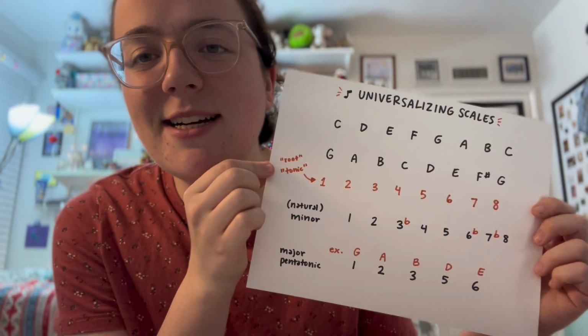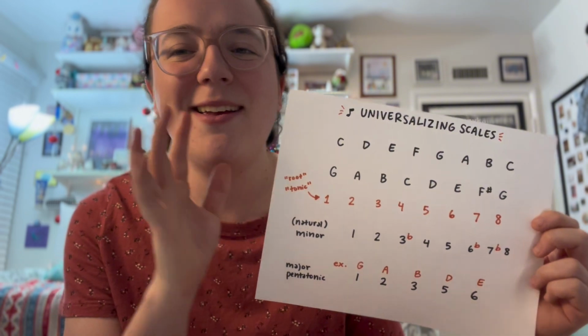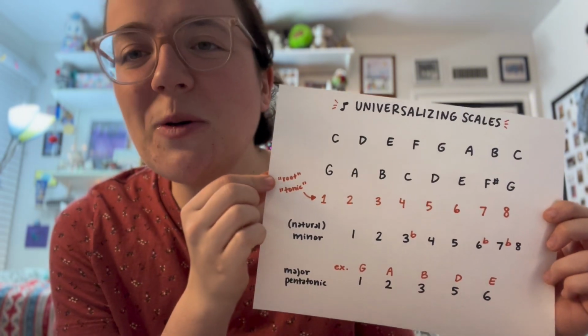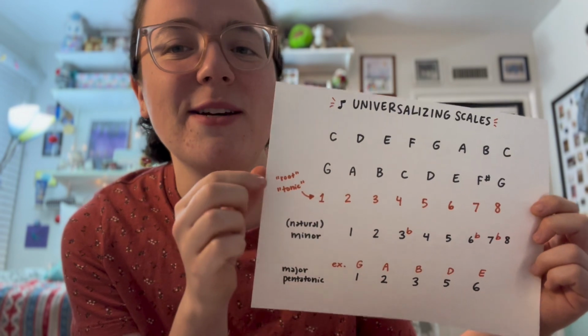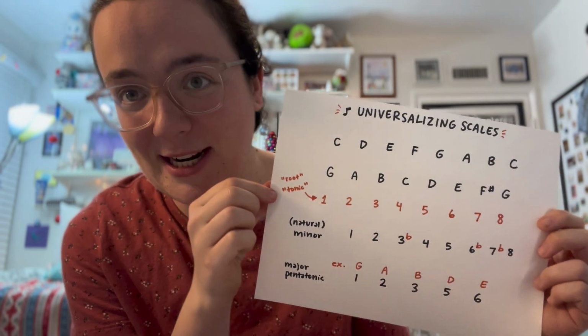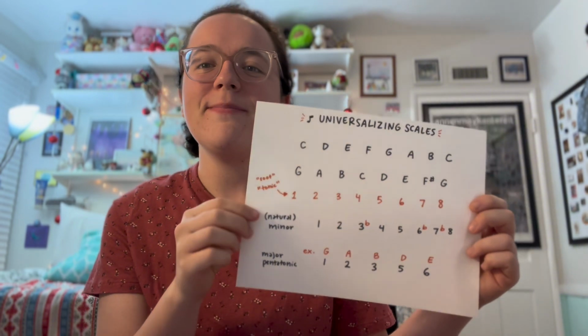I've also written here, just to remind you, there are a lot of fancy names. We're not talking about all of them today. Those will be later. But two that do come up pretty often: the first can also be called the root or the tonic. And those are names that get thrown around a lot, so it's worth it to learn those now.